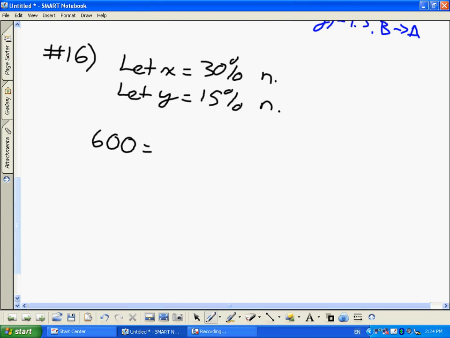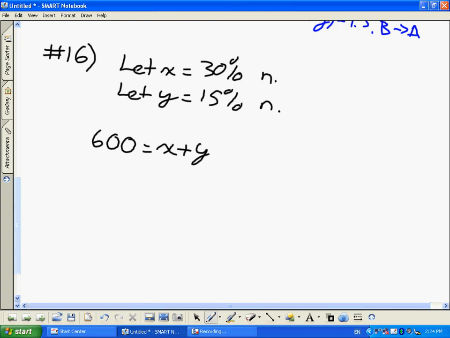Equals x plus y. If it needs a total of 600 kilograms, that means a certain amount of x plus a certain amount of y is going to be 600. So our x plus y, 600. That's our first equation. Our second equation, we need to figure out 20% mix of 600.